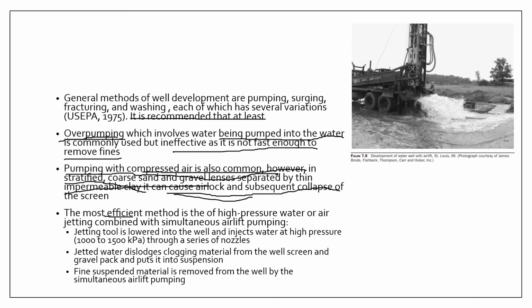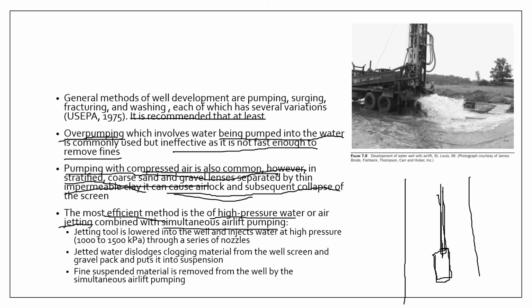Now, the most efficient method for well development is actually the use of high pressure water or air jetting, which is done in combination with simultaneous airlift pumping. And what happens here is we lower a jetting equipment. All right, so typically your jetting equipment is a tool with a nozzle. All right, it has a series of nozzles, and it shoots out water or air from those nozzles.